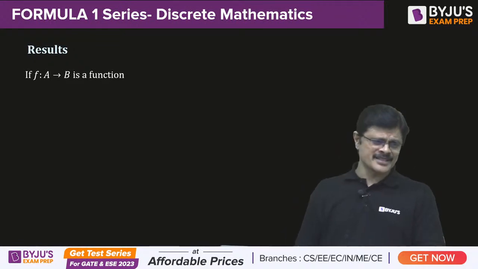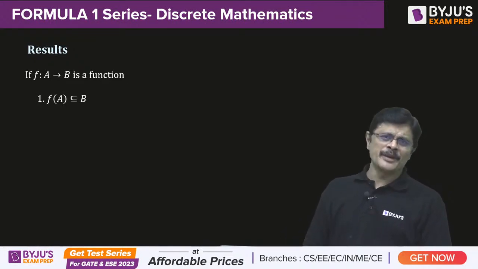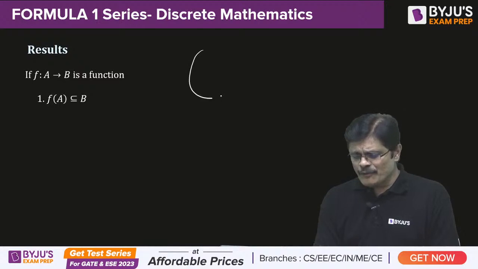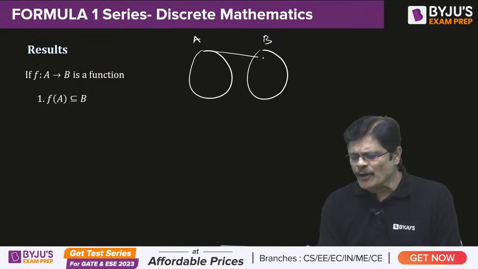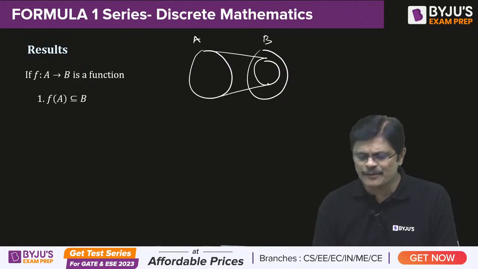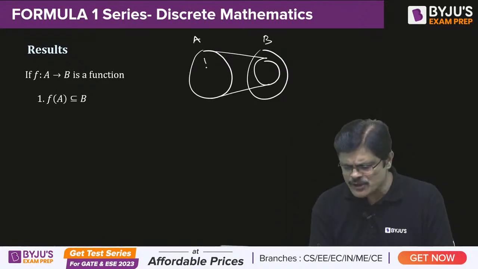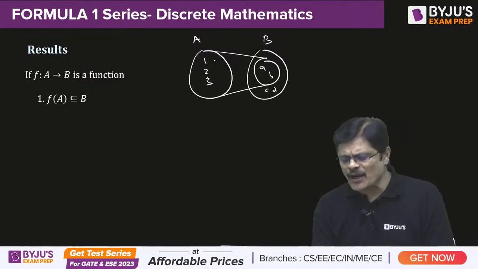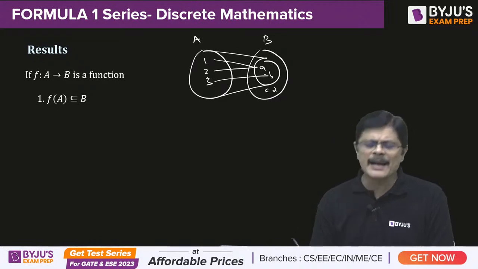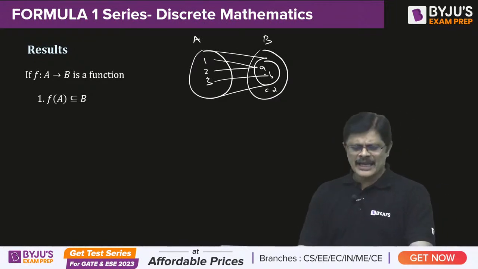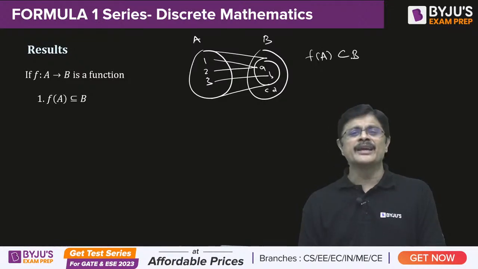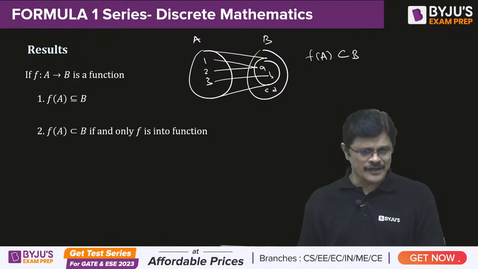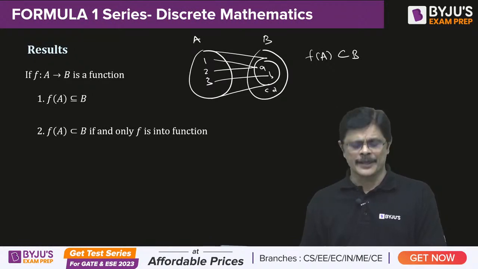And let us see some results. If f is a mapping from A to B, when you are having a function, it may so happen that the mapping is only to a part. We may not map to every element. Suppose it is 1, 2, 3 and A, B, C, D. That is, the elements are only mapped to some elements of B. In this particular case, f(A) is a strict subset of B. In that case, such a function is called into function.